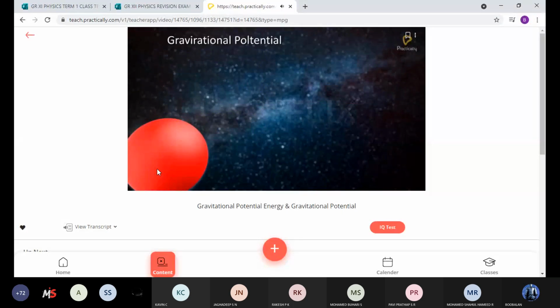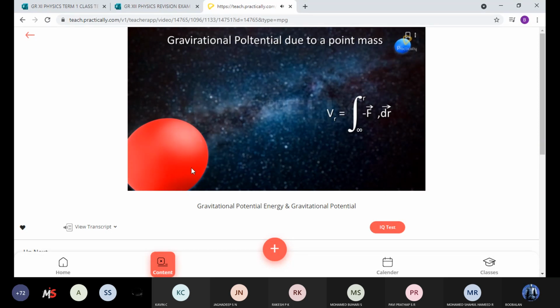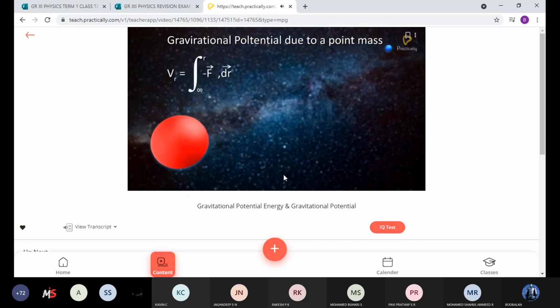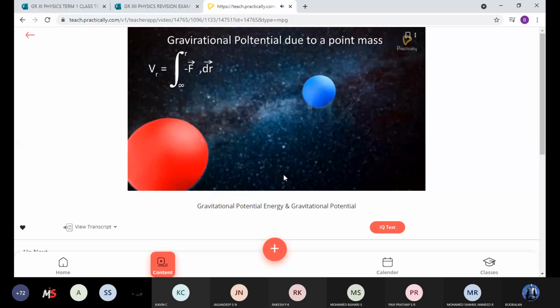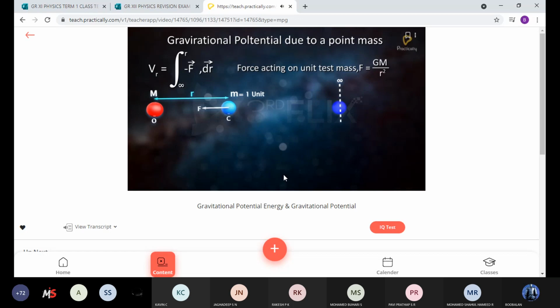Gravitational potential due to a point mass. Gravitational potential at a point is defined as the negative of work done by gravity in bringing an imaginary unit mass from infinity to that point. The gravitational force due to a point mass m on a unit test mass of say 1 kilogram at point C is GM into 1 by r square. The potential due to m at a distance r from it is equal to minus integral GM by r square dr from infinity to r.